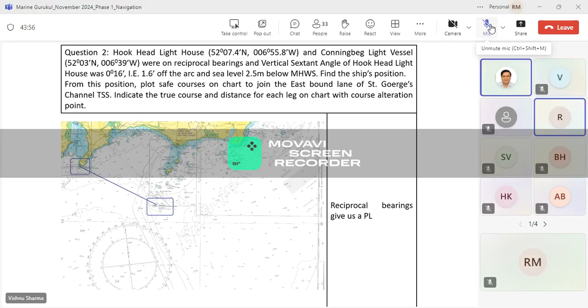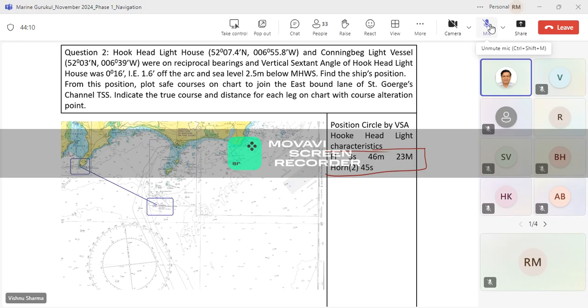Okay. Guys, can you find out? Now, Hook Head light characteristics are these. Can you now find out what will be the range by vertical angle? These are the characteristics. If you can't see on the chart, you don't have to waste time in opening the chart. The question is also on display. Can you please calculate the range by vertical angle? Height of the light is 40. No, calculate and give me. I don't want the formula. I want you to practice better.